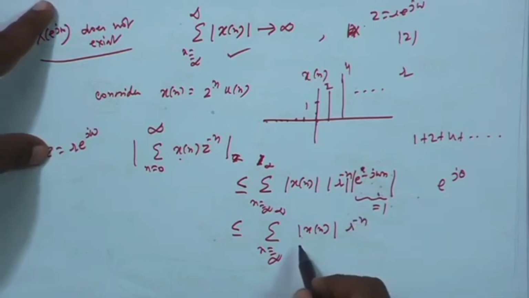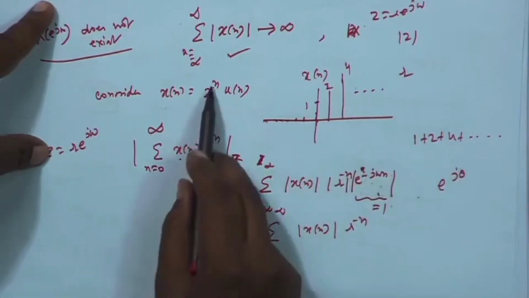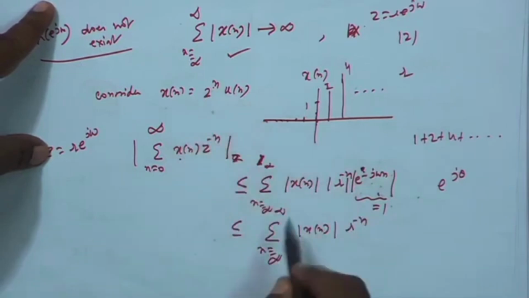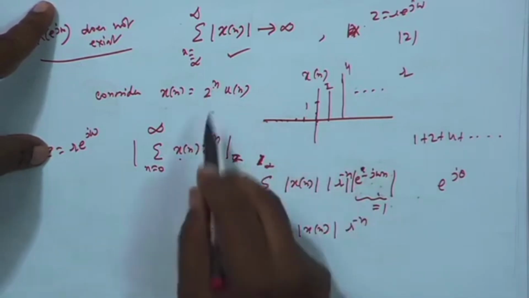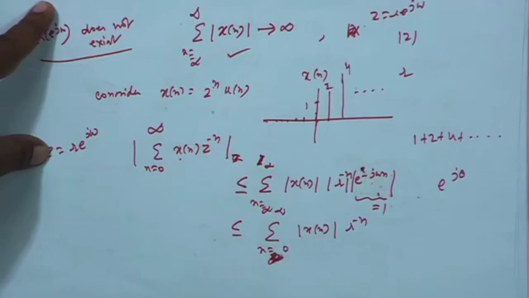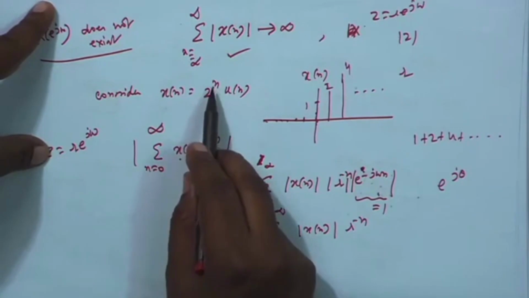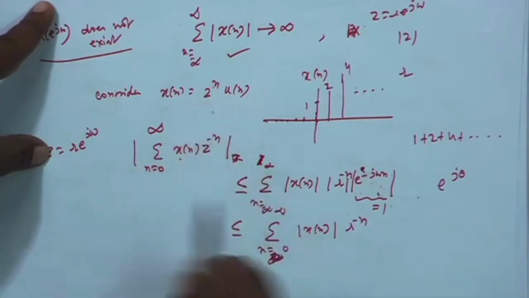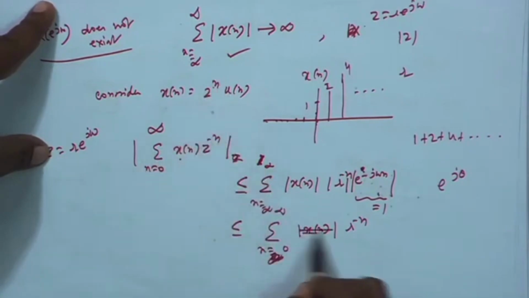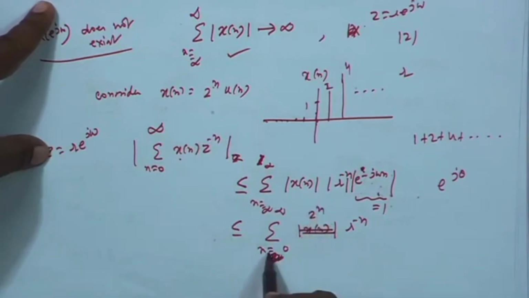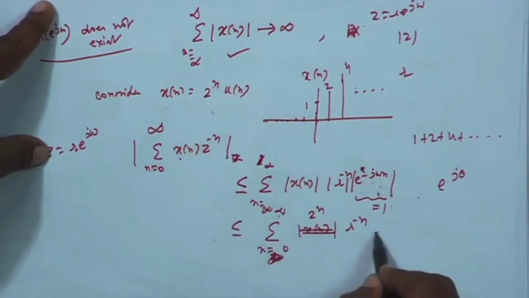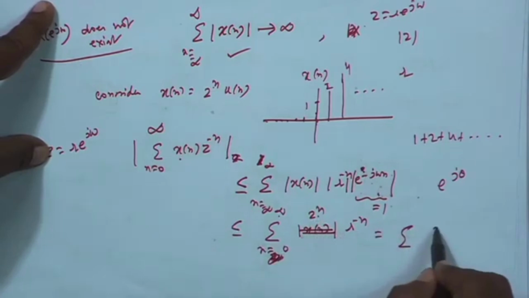Now, what is mod x n? X n itself is 2 to the power n u n. Okay. Because u n is present, I will start from 0 to infinity, and 2 to the power n are all positive numbers, that is 2 to the power 0 is 1, 2 to the power 2 is 4, 2 to the power 3 positive numbers. So, no point in taking mod. You can just take 2 to the power n only, and I am considering from 0 to infinity. I am not considering negative terms. So, the presence of u n is taken into account. So, this summation is actually 2 by r, whole to the power n.